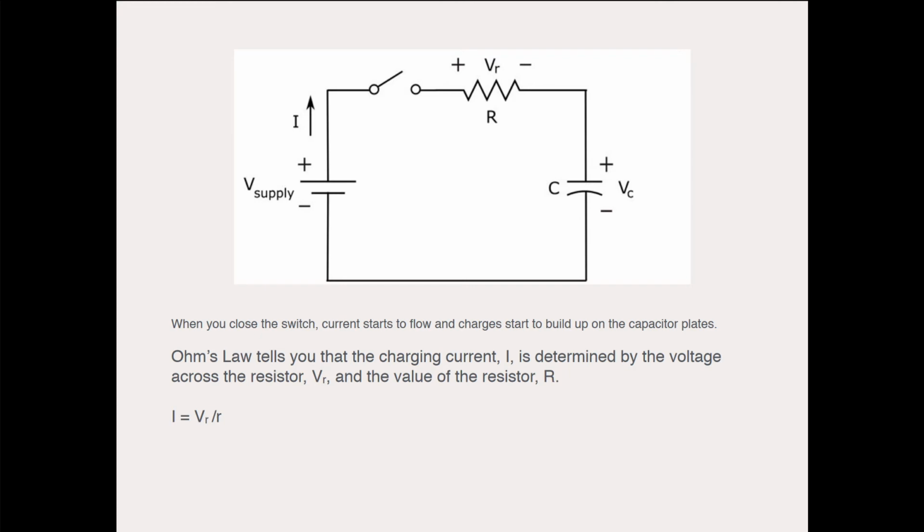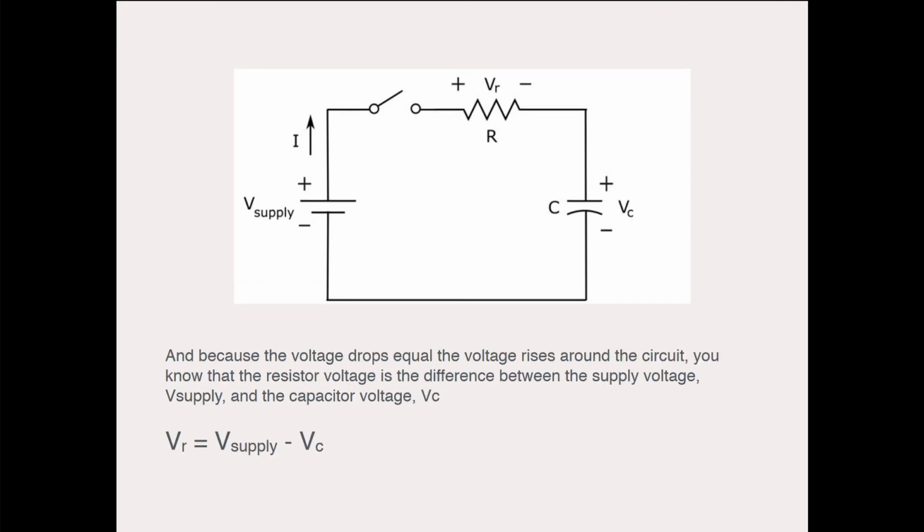Ohm's law tells you that charging current, I, is determined by the voltage across the resistor and the value of the resistor. So I equals the voltage across the resistor divided by R. And because the voltage drop equals the voltage rise around the circuit, you know that the resistor voltage is the difference between the supply voltage and the capacitor voltage. So this mathematical equation will work for you: voltage across the resistor equals the supply voltage minus the capacitor voltage.